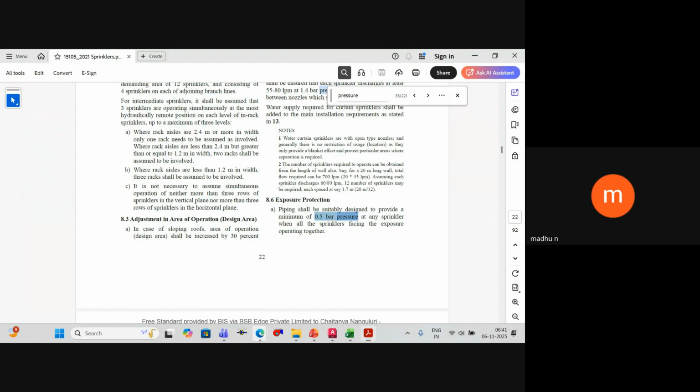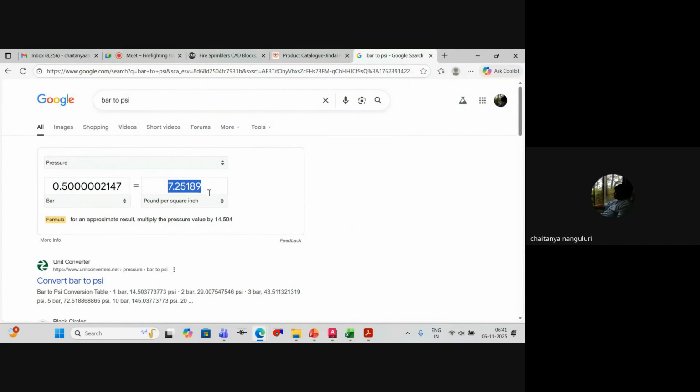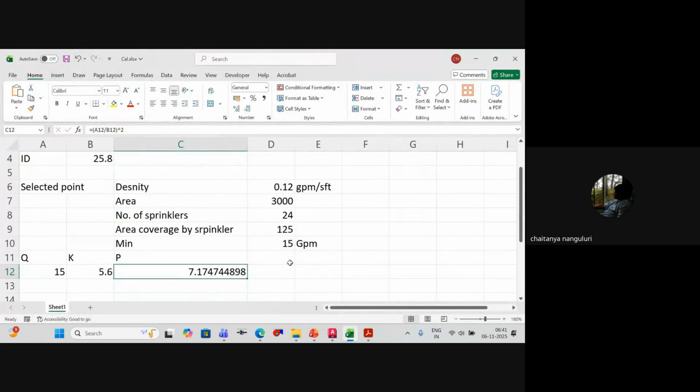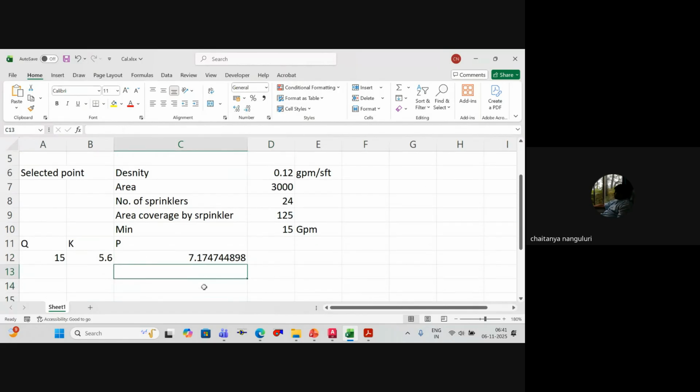Okay. So what is the exact conversion? 7.25 we got it. You will see it here. So here we got 7.17. So minimum we have to maintain 7.2 PSI. Hello. Yes, sir. So we have to do recalculation for 7.2.